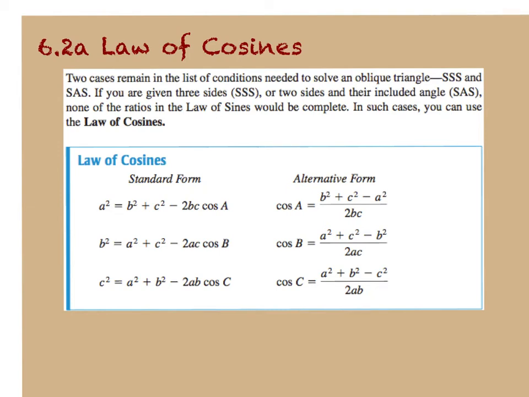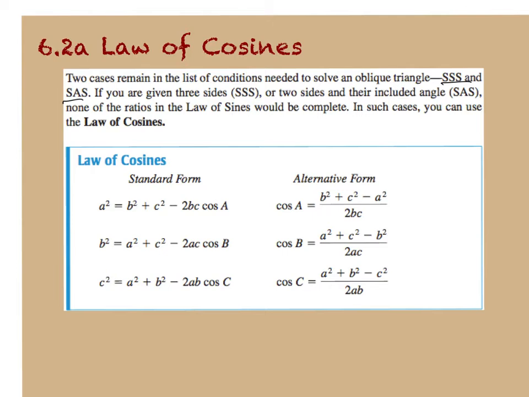So to use law of sines, we had to have corresponding sides and angles matching up. Law of cosines, we won't have that, so we can't make that proportion anymore. So we're going to have side-angle-side, where the angle is included, to solve for that other side.